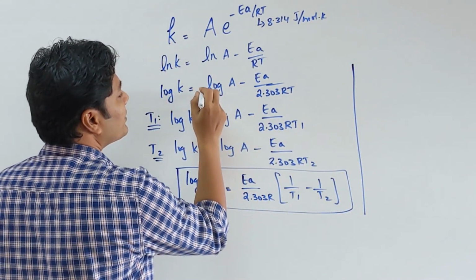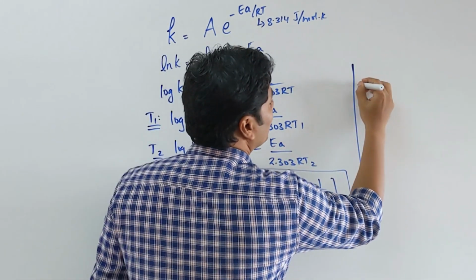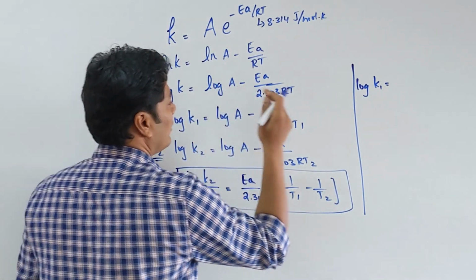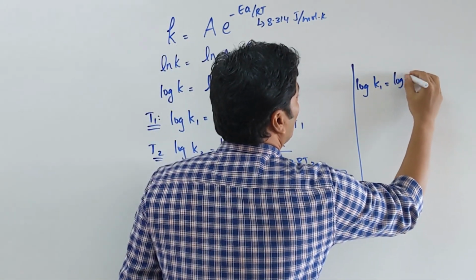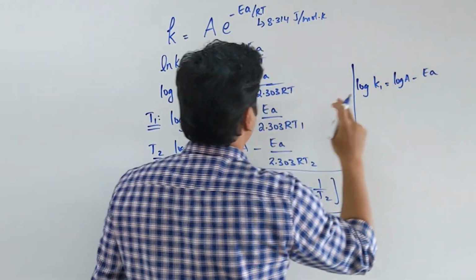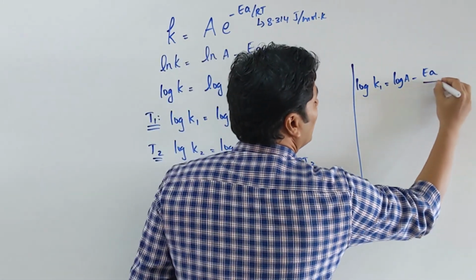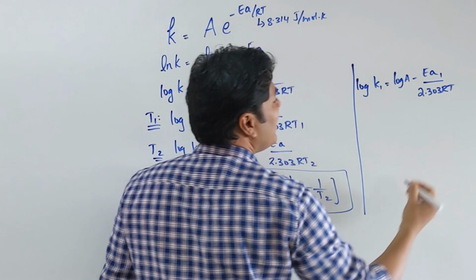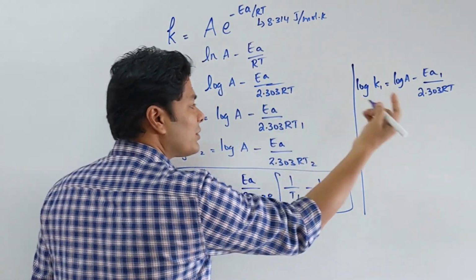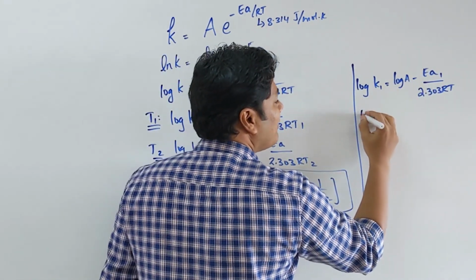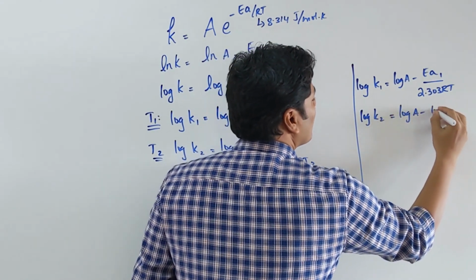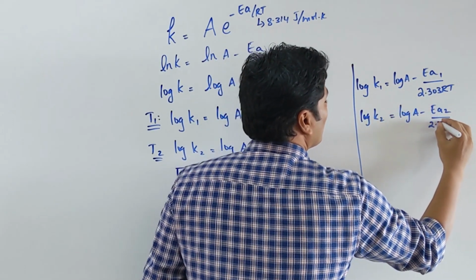Let's go to this equation at two different conditions. Log K1 equals log A minus EA1 by 2.303 RT. I am not changing the temperature, I am just going to change the activation energy at two different conditions.